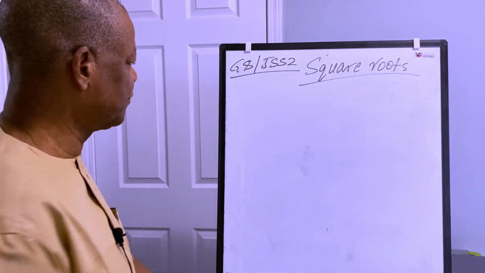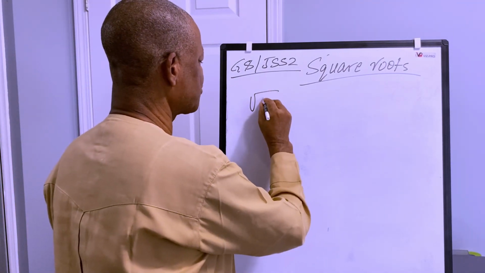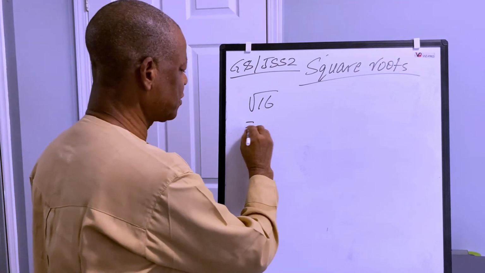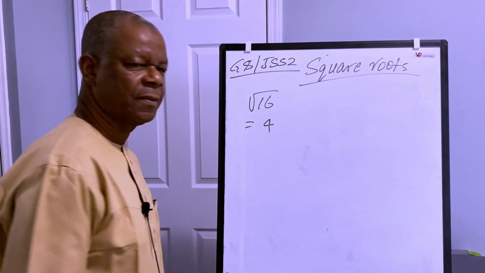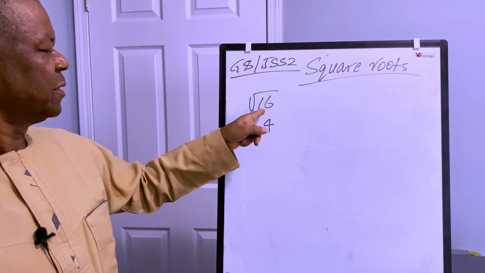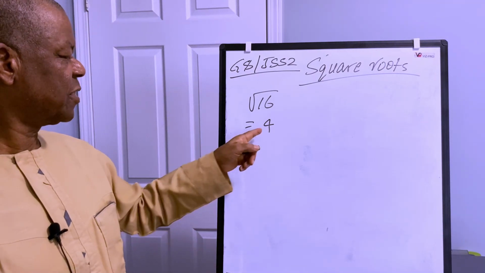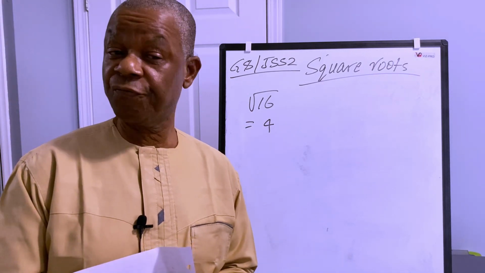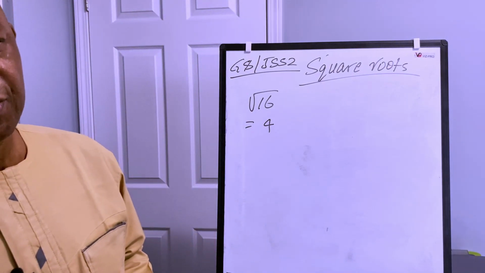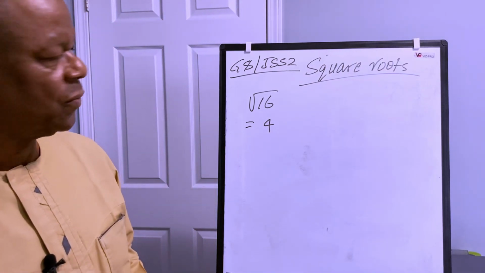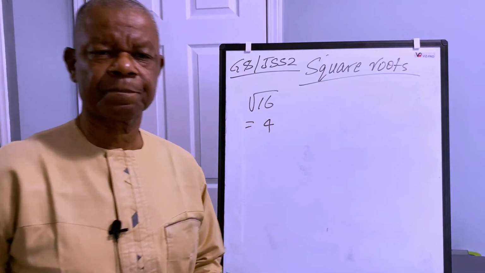For example, if you ask what is the square root of 16, when you tell the person that the square root of 16 is 4, that means this 16 is a result of this 4 multiplying itself. So 4 is the square root of 16 because 4 times 4 will give you 16.